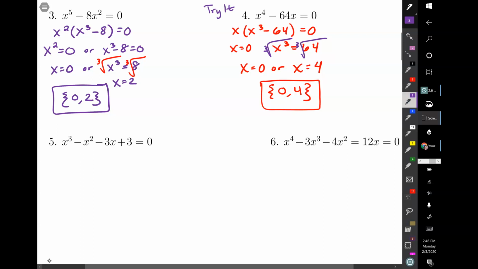Set each of your factors equal to 0, so I have x equals 0, and then I take the cube root of the x cubed equals 64. I'm going to take the cube root of both sides to get my x by itself, and I'm left with 4. So my answer is {0, 4} in set notation with the braces.